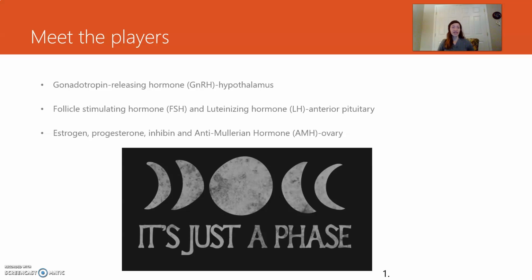The players are gonadotropin-releasing hormone from the hypothalamus, the follicle-stimulating hormone FSH, and luteinizing hormone LH from the anterior pituitary gland. And we also have estrogen, progesterone, inhibin, and anti-Mullerian hormone, or AMH, from the ovary. So those are our players, and they are going to inhibit each other and work as the feedback loops, either positive feedback or negative feedback loops on each other.